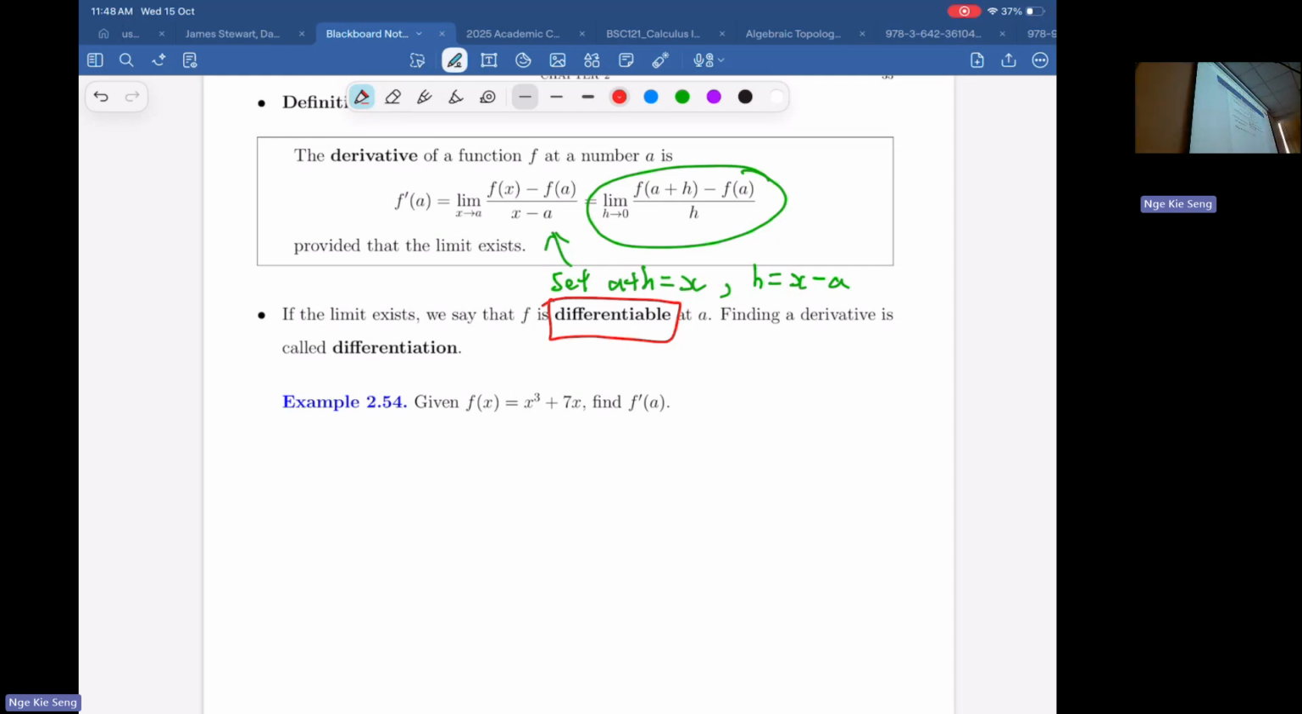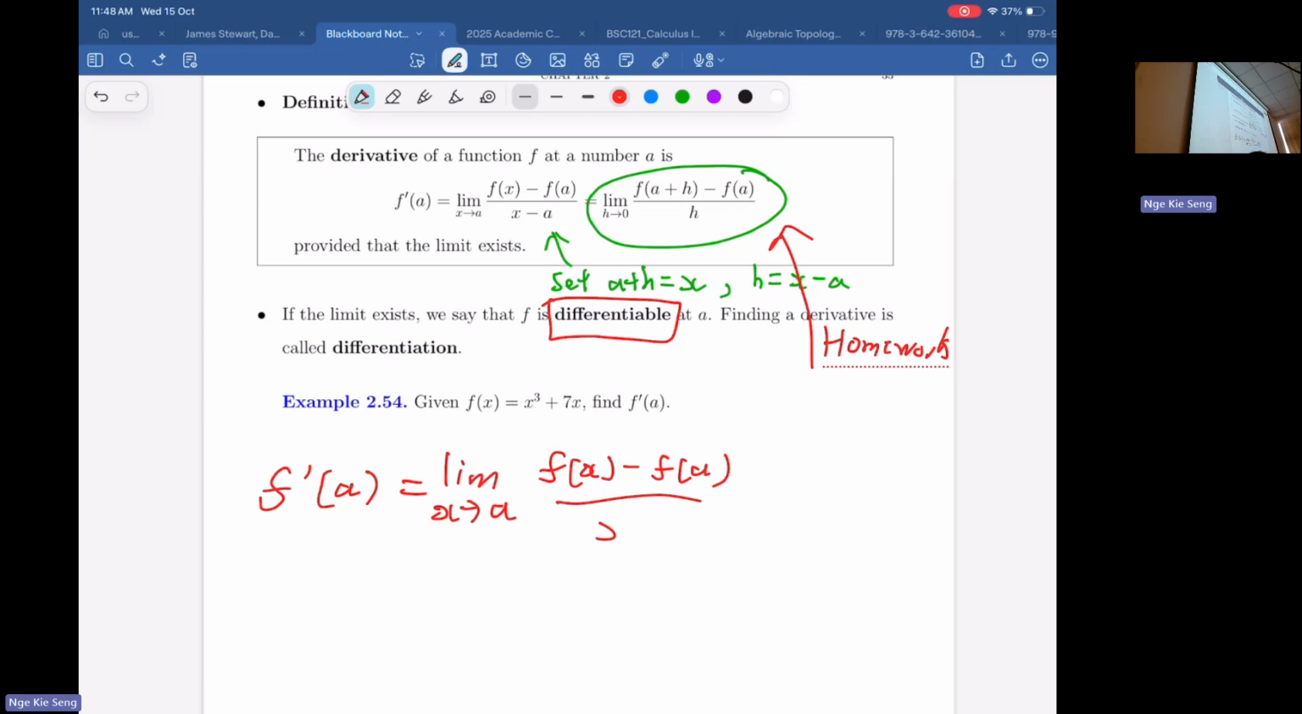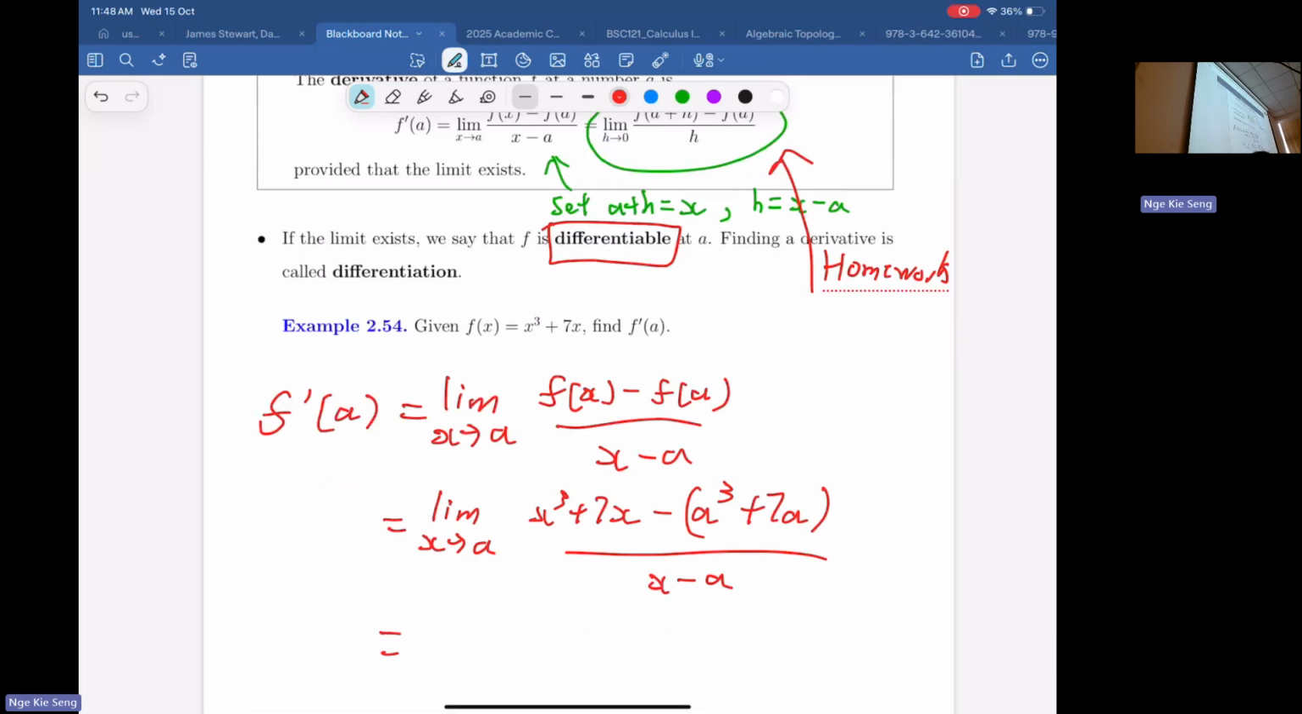We have f(x) equals x cubed plus 7x. If you just follow this formula, f prime of a. What's the definition? Let's use the new definition. You can try the second one and see if you get the same answer. The new one is (f(x) minus f(a)) over (x minus a). You just do the appropriate substitution. So f(x) is x cubed plus 7x minus (a cubed plus 7a), over x minus a. And then you continue.